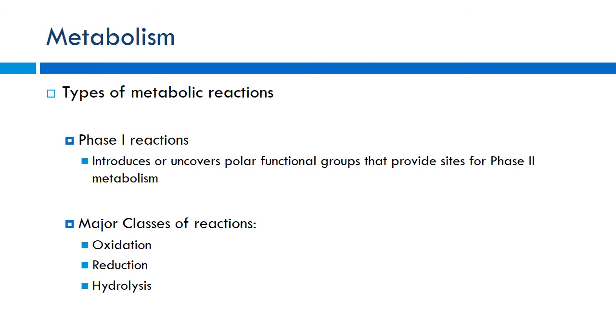So there are two main phases to these metabolic reactions. You're going to have phase 1 reactions, which usually introduce or uncover some sort of polar functional group that provides sites and gets it ready for a phase 2 reaction to occur. Now, one thing students sometimes get tripped up on is that not every drug has to go through phase 1 and then phase 2. Some drugs will only go through phase 1, some will only go through phase 2, some will go through both. They're not mutually exclusive.